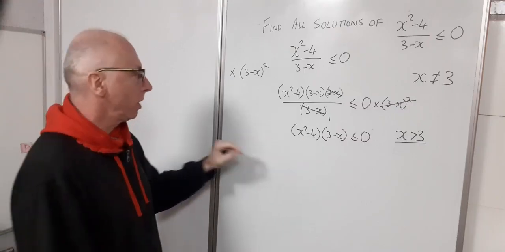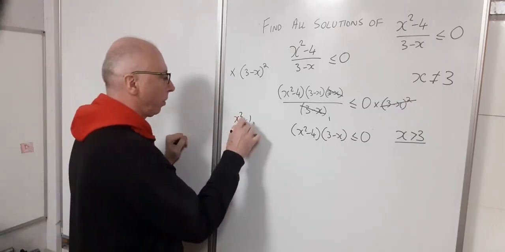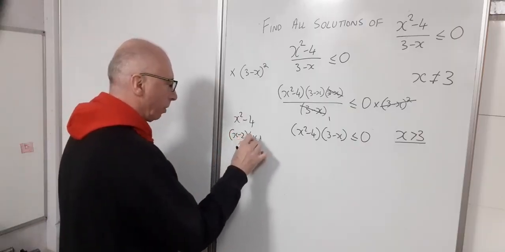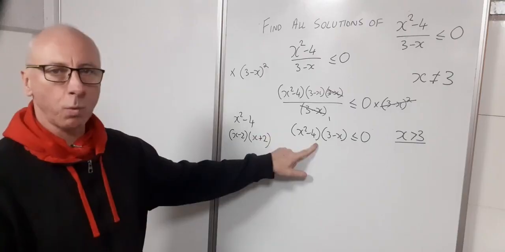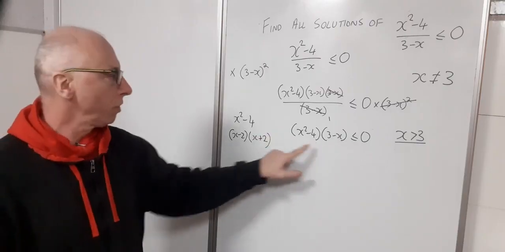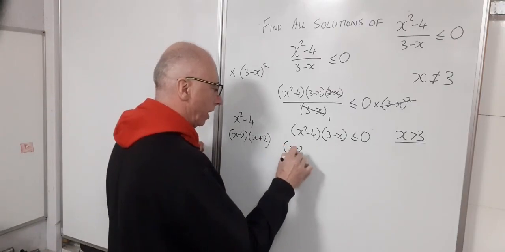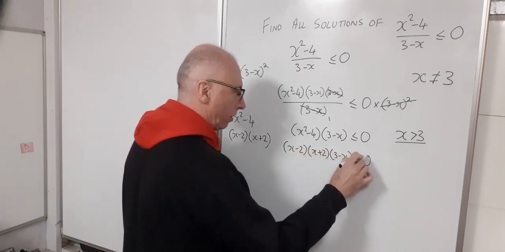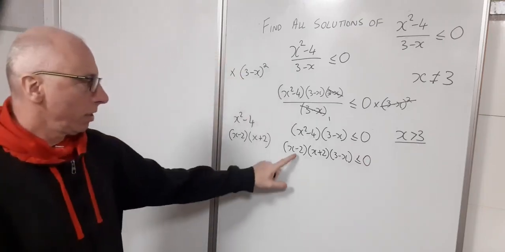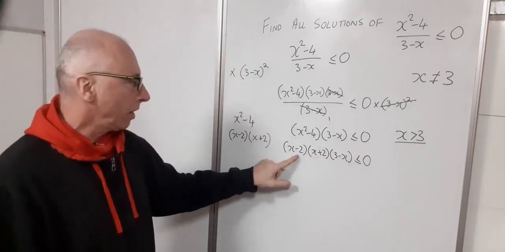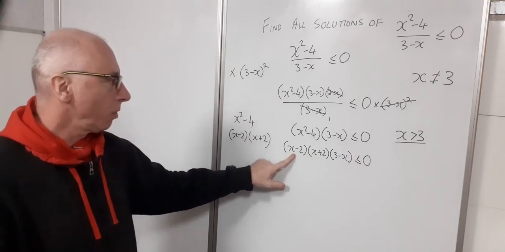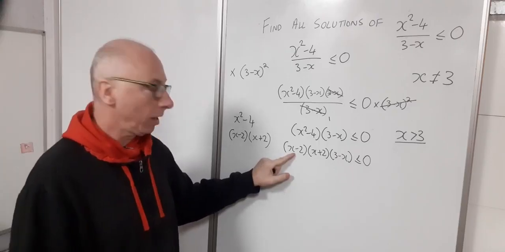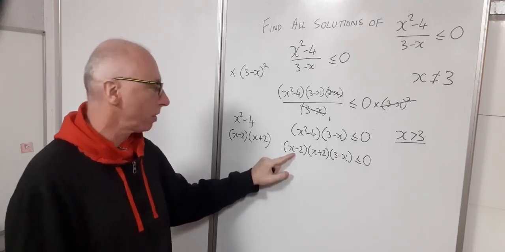Now x squared minus 4. Well, x squared minus 4, I can rewrite that if I like as (x minus 2)(x plus 2). It's just a difference of two squares. So why don't I just rewrite this inequality with that on here? (x minus 2)(x plus 2)(3 minus x) is less than or equal to 0. So then with that written out like that, I'll have another set of inequalities which is going to give me a value of either a positive or a negative number.